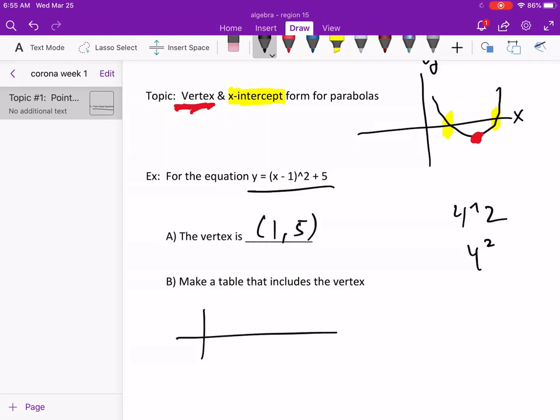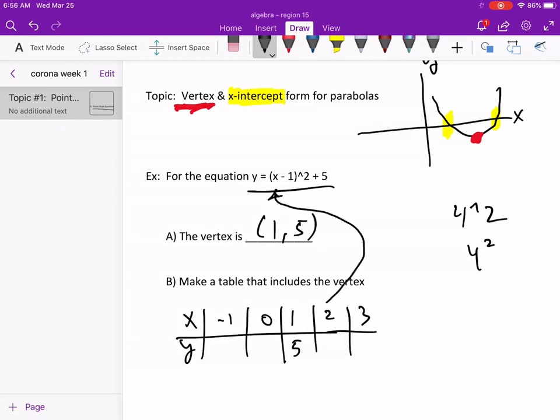To make a table for this, I would definitely want my vertex to be in the table, and then I'll pick a couple of x values on either side. If I plug a 2 in for x, this would say y equals 2 minus 1 squared plus 5. 2 minus 1 is 1, square it, it's still 1, plus 5, and I get 6.